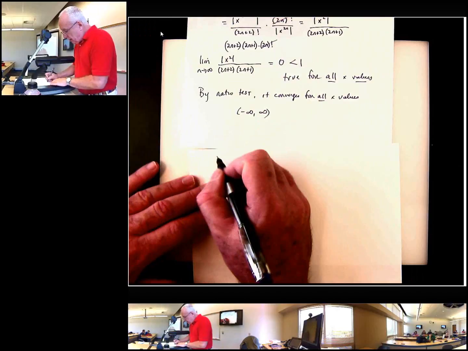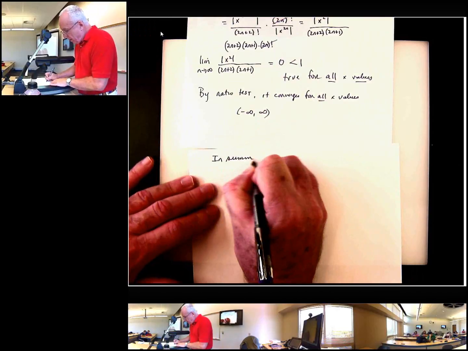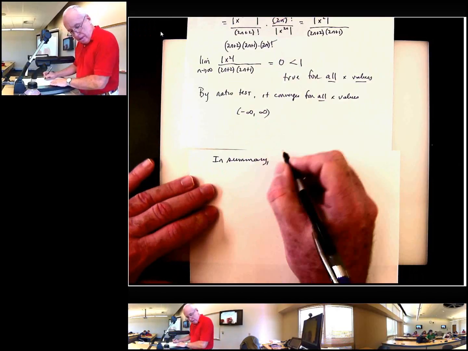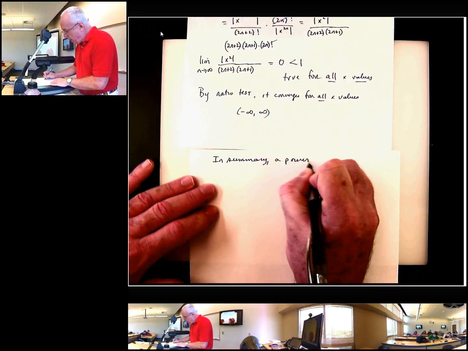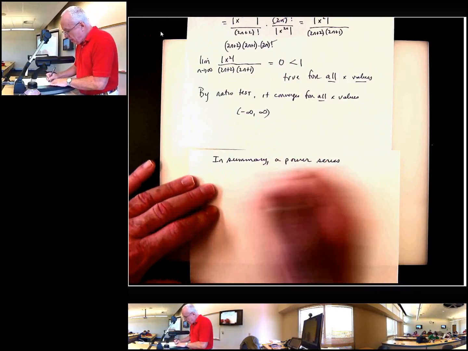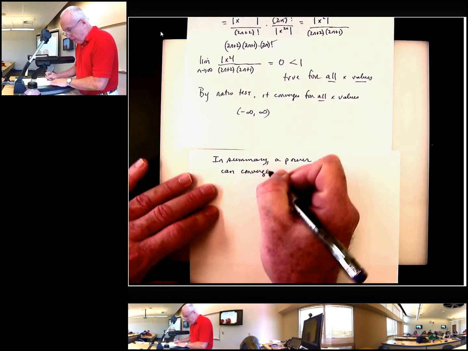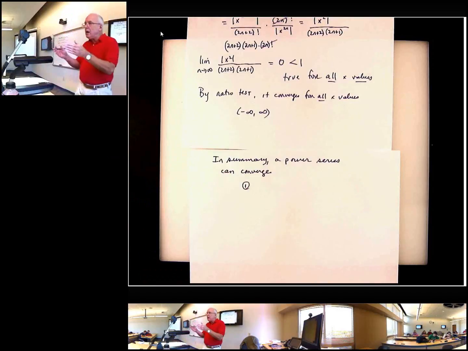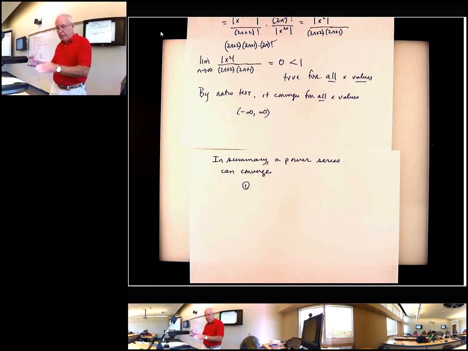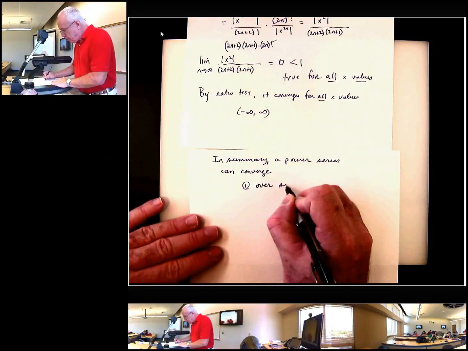Okay. So, in summary, a power series can converge over some finite interval. That was the first case. Over some finite interval.